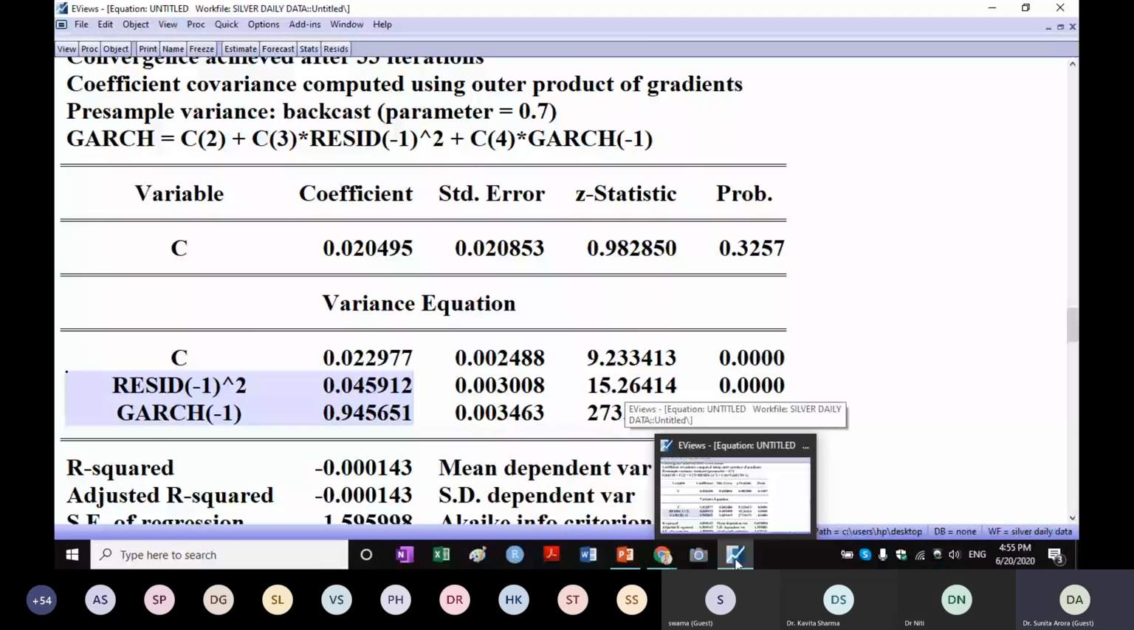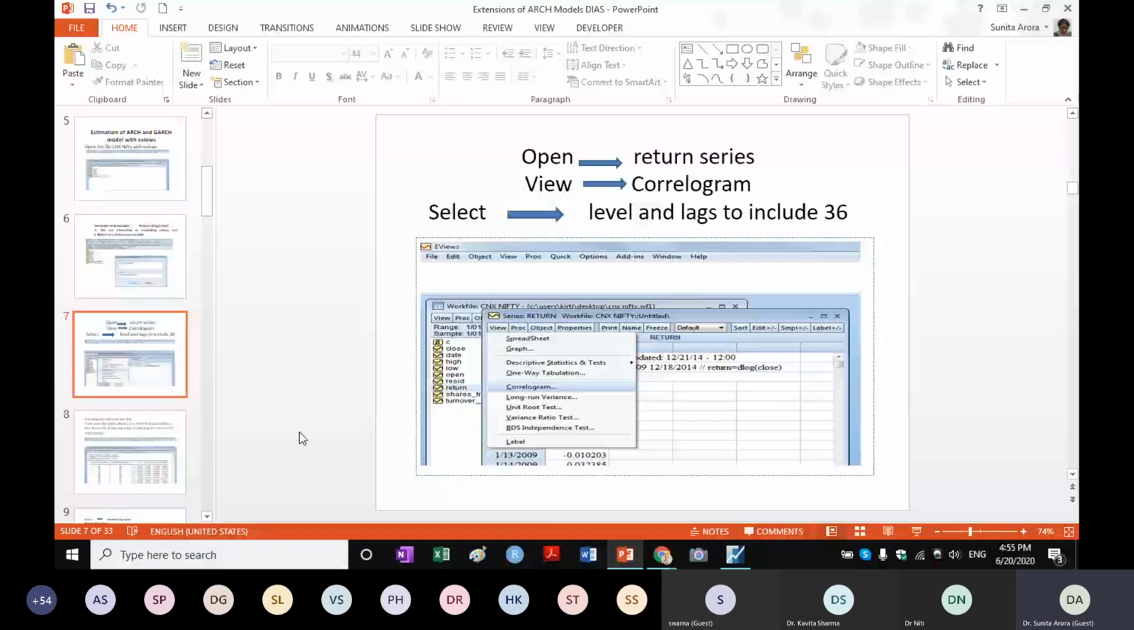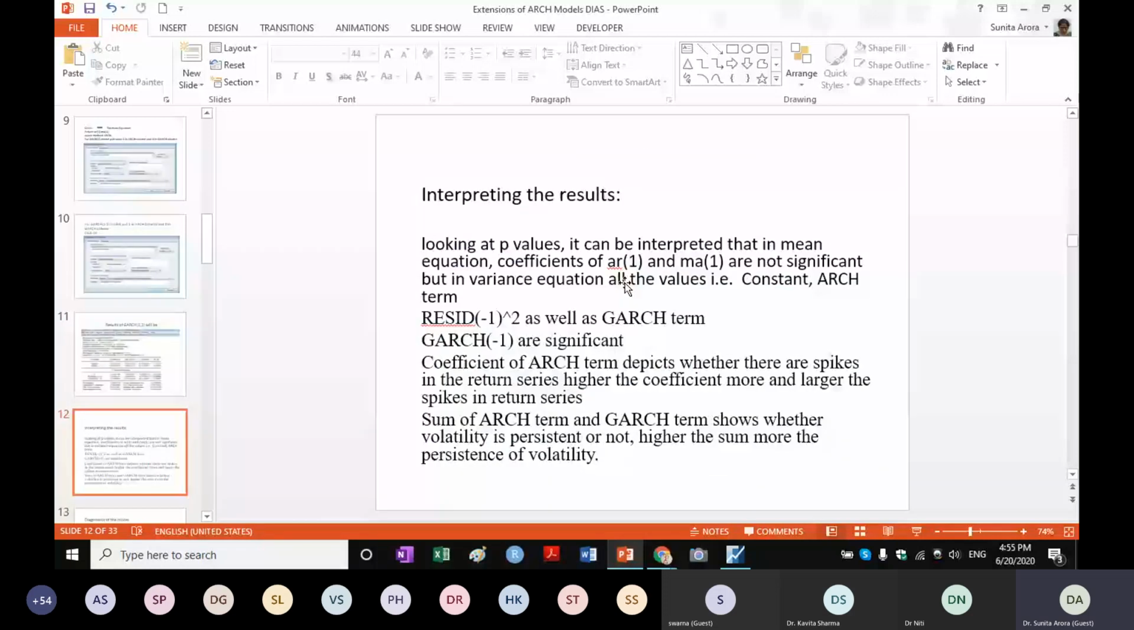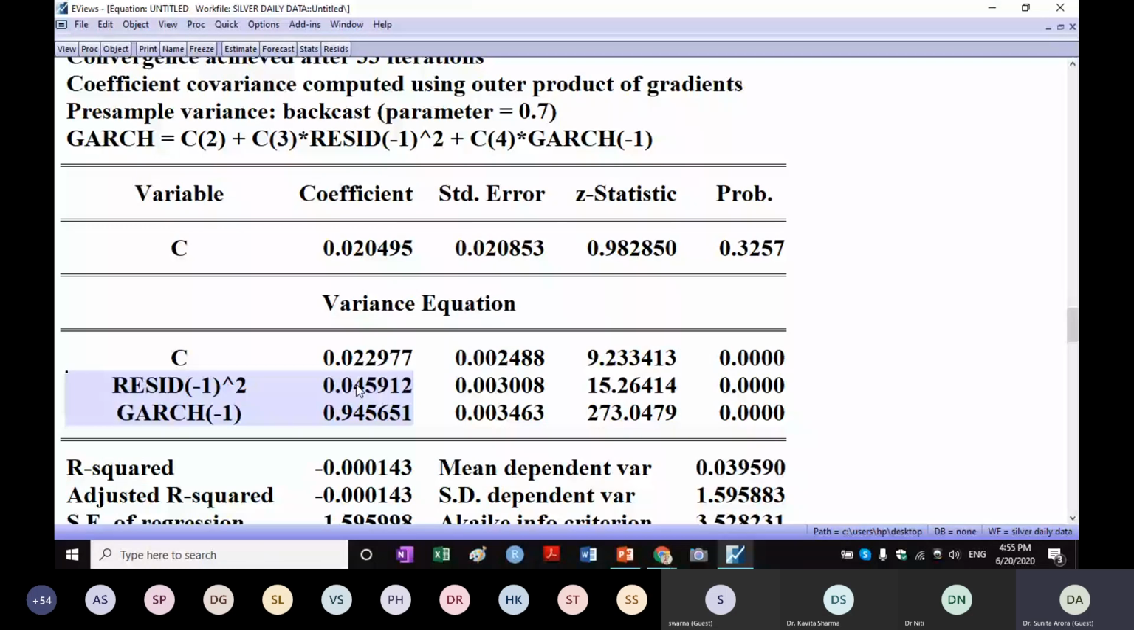I have told you all this, how to interpret these variances. One other condition is that the summation of the ARCH and GARCH terms should not be greater than 1. It is near to 1, but it is not greater than 1. All the conditions are satisfied because the summation of these two terms is not greater than 1. These two are positive and these two are significant. That means we may interpret these.